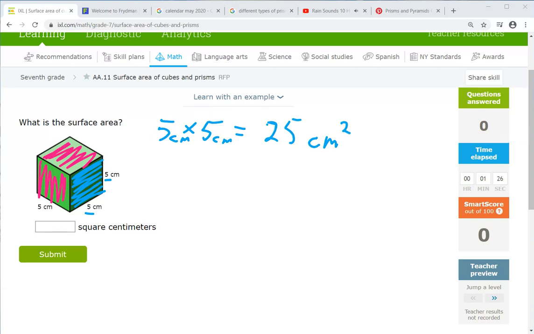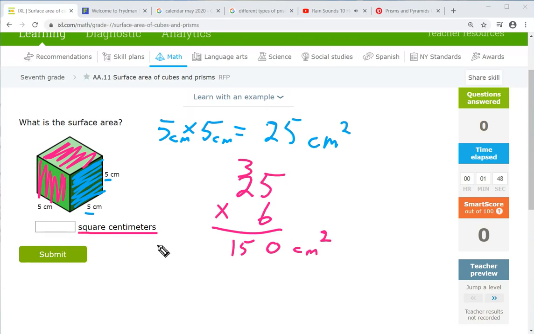So really what we need to do here is take this 25 and multiply it by 6. And that's going to give us 150 square centimeters. You don't really have to worry about the units because IXL already tells you that the units for the answer should be square centimeters. You just have to worry about this number here, which is 150.